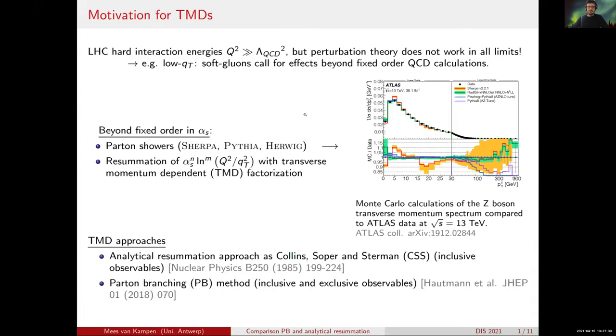So at the LHC, multiple soft gluon emissions enhance certain terms in the perturbative series in the strong coupling. So fixed order QCD calculations do not work to describe certain observables, such as the transverse momentum spectrum of the Z boson. So we need an approach beyond fixed order in the strong coupling.